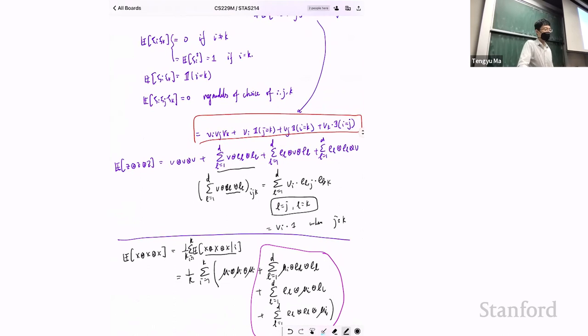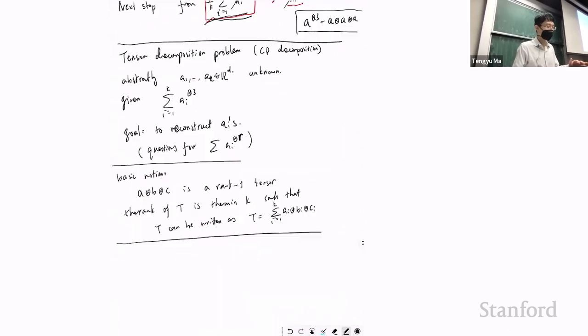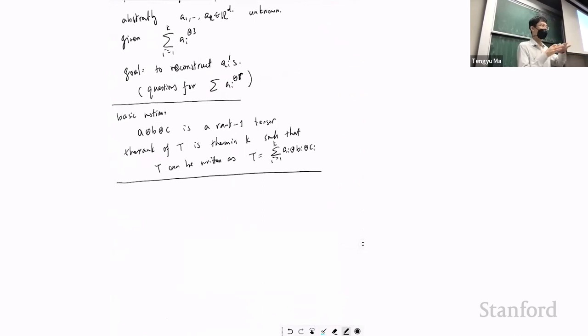And that's the early papers. And then this field, the question becomes two parts, right? One part is about how do you do the moment? How do you turn the moment into a tensor? And then the second part is how do you decompose the tensor?